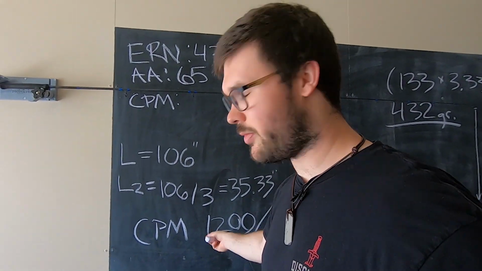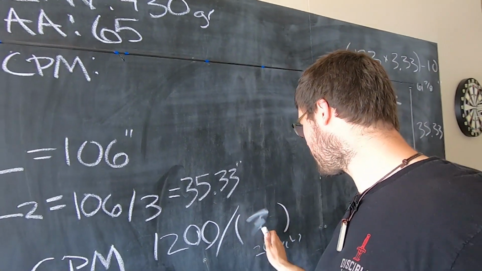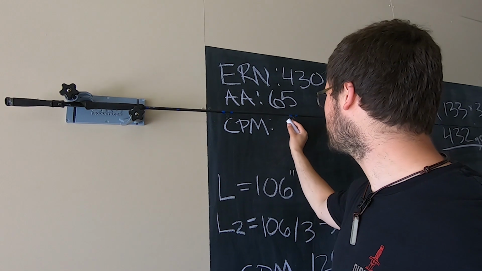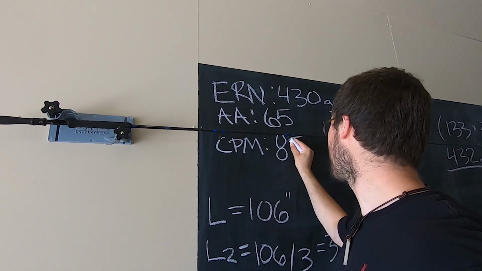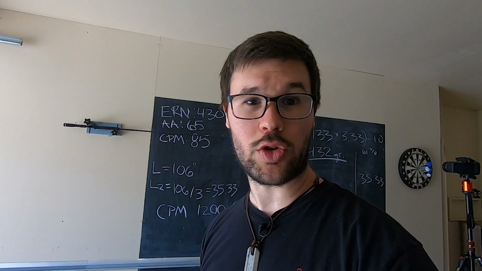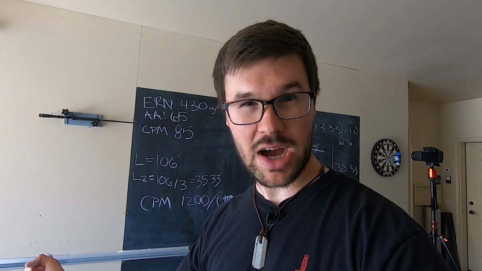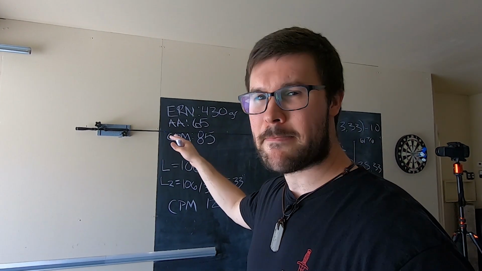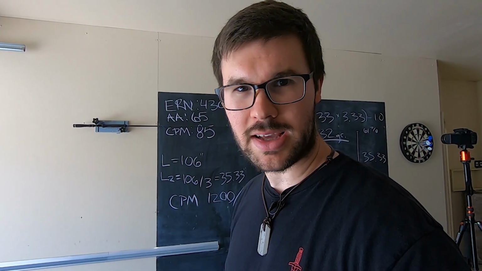So if we take our 1200, we divide it by 14 seconds, we get a common sense frequency of 85, which I'll put up a scale here. You can see that's like really high modulus glass, or kind of like mid-range graphite. Like that's mid-range graphite.